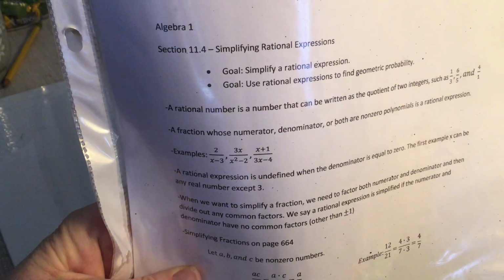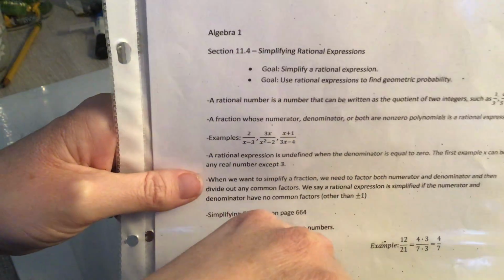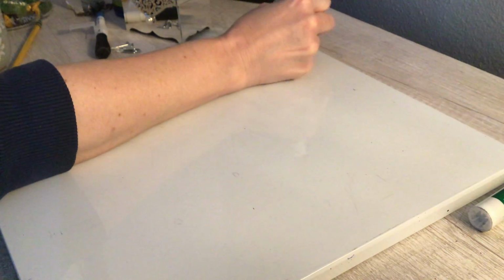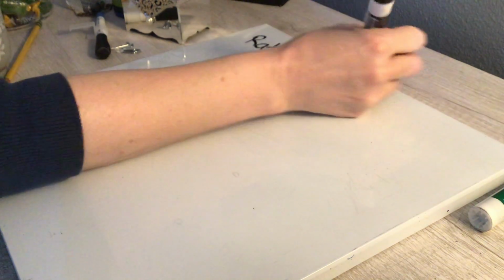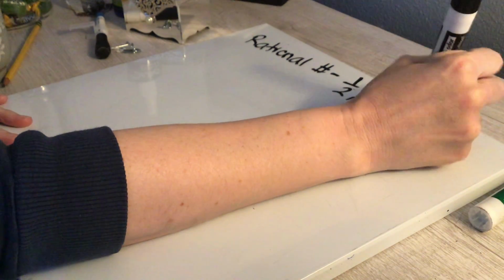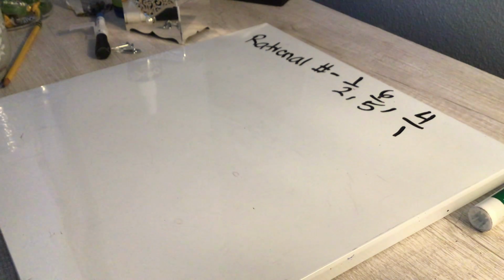All right, 11.4. So we're going to have rational expressions and how to simplify them, okay? So really to start with, a rational number is just a number that can be written as a quotient, right? So it's a fancy way of saying a fraction. So like 1/2, 6/5. All whole numbers are over 1, so 4/1, okay? These are examples of rational numbers.